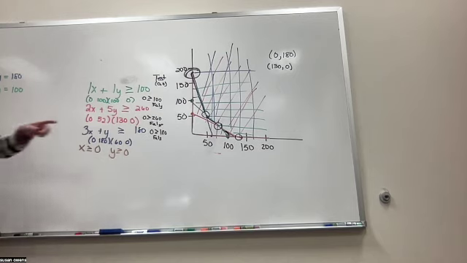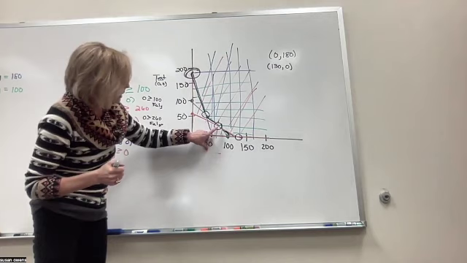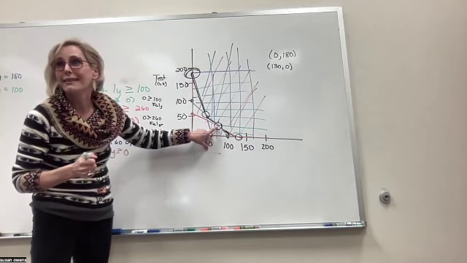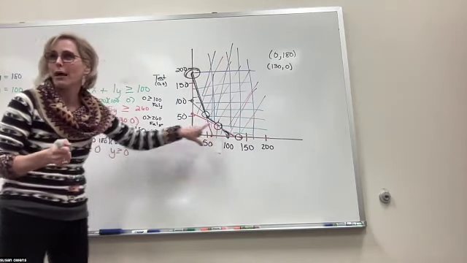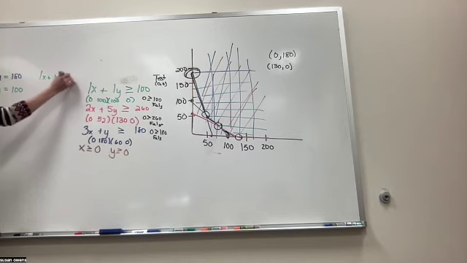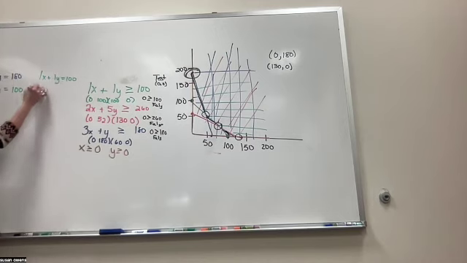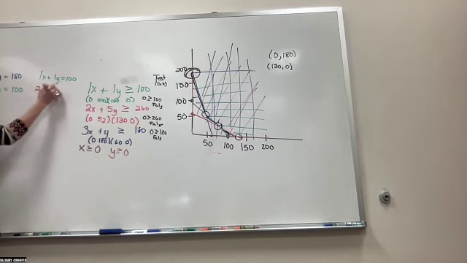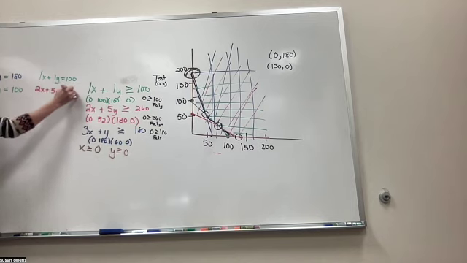The other intersection comes from my green line and my red line. So that means I'm going to write my green line and my red line together. My green line, again, was 1x plus 1y equals 100. And my red line is 2x plus 5y equals 260.